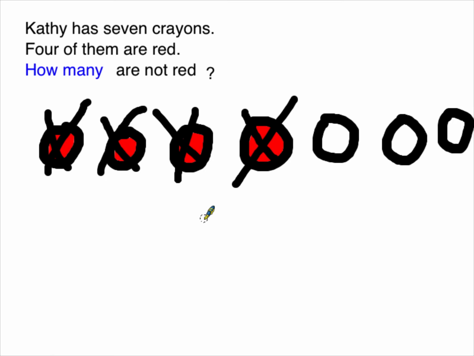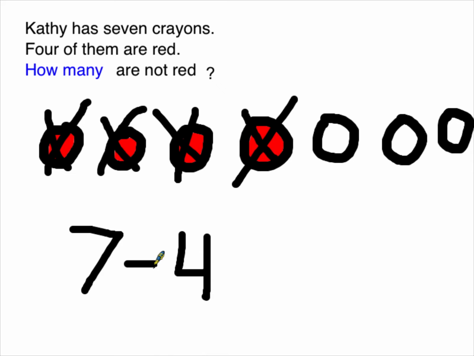So the number sentence is, how many did you start with? 7. How many are red? 4. You have to take away the 4 red ones to find out how many you have left over, and that is 3.